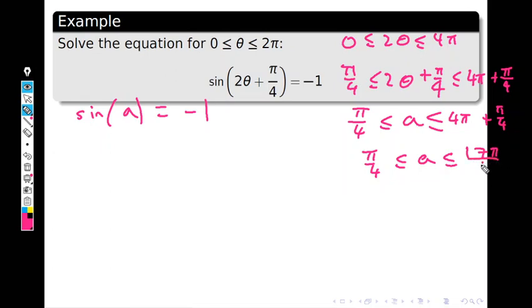4 lots of that would be 16. So we're really going between pi on 4 and 17 pi on 4. But that's probably an easier way to look at it.